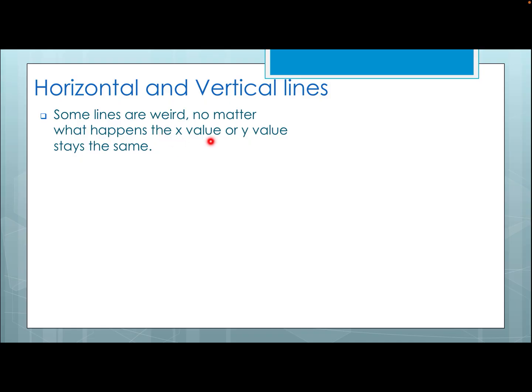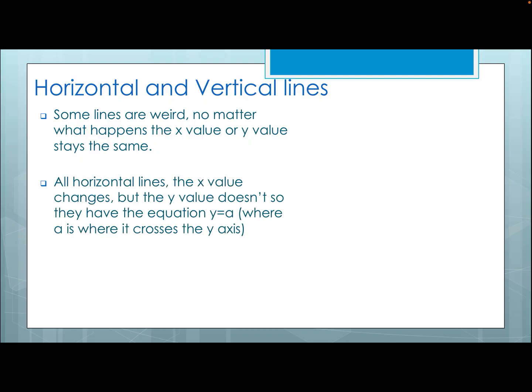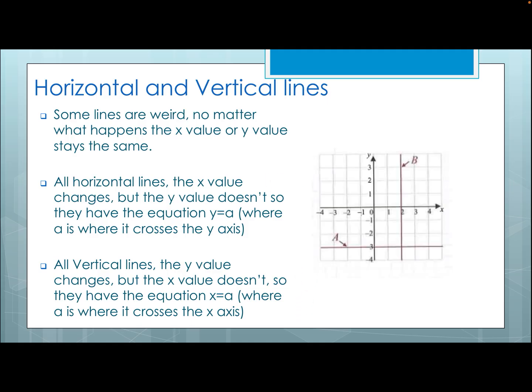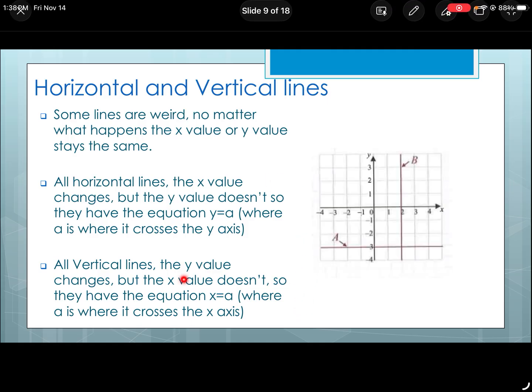No matter what happens, the x value or y value stays the same. All horizontal lines, the x value changes, but the y value doesn't. So we just call it y equals a, where a is whatever number it is on the y-axis. All vertical lines, right? Horizontal go across, vertical go up or down. All vertical lines, the y value changes, but the x value doesn't. So we just call it x equals whatever that answer is.